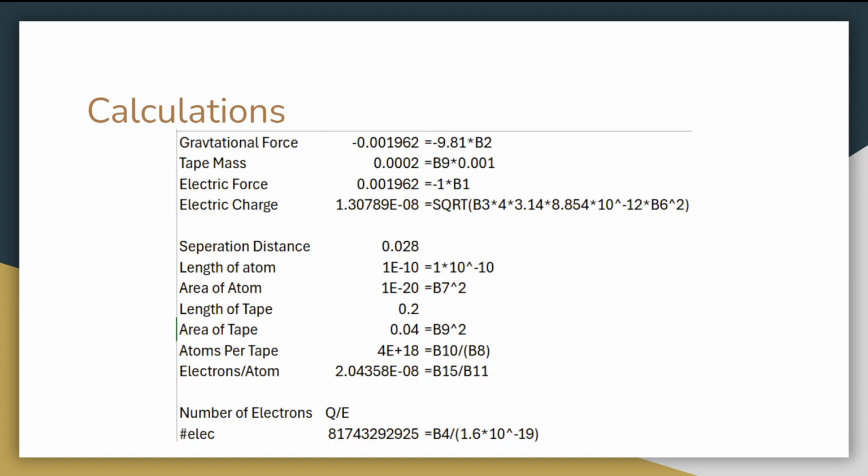So basically how this was done was we simply took those initial inputs, which you can see up here, and used that to calculate our electric charge right here. And this was done according to our obtained formula, which was the square root of our B3 times 4 times 3.14 times 8.854 times 10 to the negative 12, and then finally our B6 squared. And then the separation distance was taken, and that flows all the way down into calculating our atoms per tape, and then finally electrons per atom. And then simply our Q over E is going to give us the total number of electrons present in the atom due to the fact that E is so small.